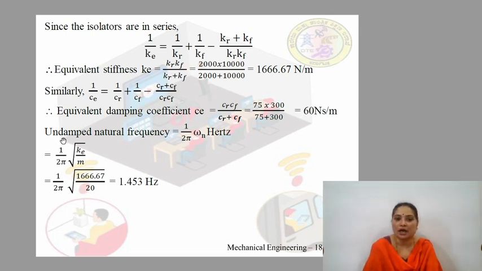Now, the undamped natural frequency is given as 1 by 2 pi into omega n Hertz. Here, the value of omega n is nothing but square root of K by m. Since we have the equivalent spring stiffness, therefore 1 by 2 pi into square root of Ke by m will be used for the calculation. So substituting the value of Ke and m, we obtain the undamped natural frequency as 1.453 Hertz.